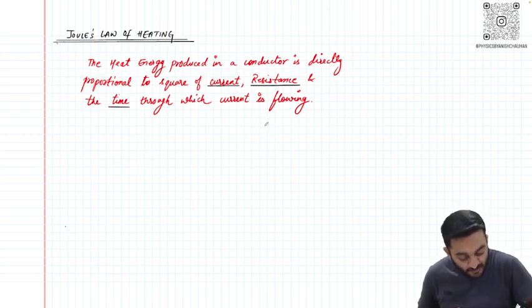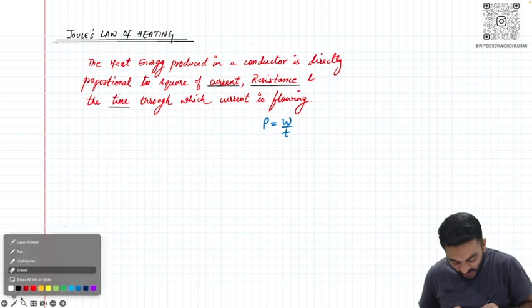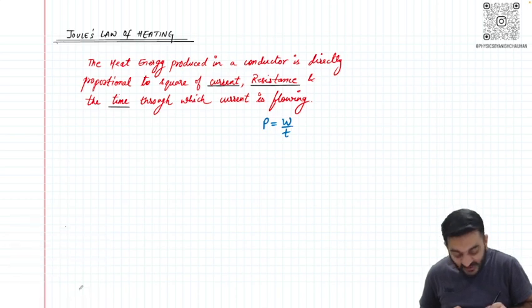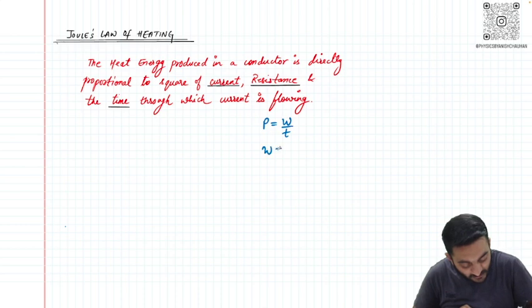As we have seen in the previous formula, power is equal to work done upon time, or you have also seen that power can be written as voltage into current. But I want you to focus on the formula for work, because the SI unit of heat is also joules. So if I have to write work from here, it is simply power into time.